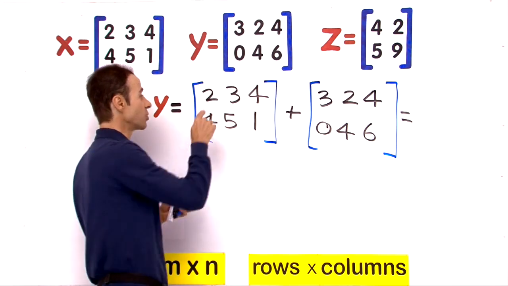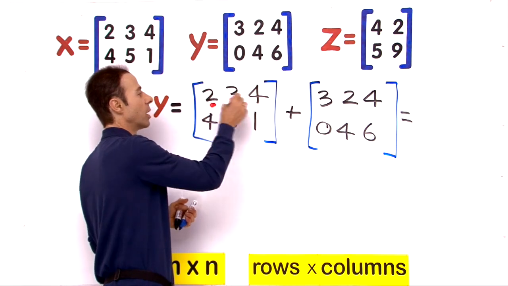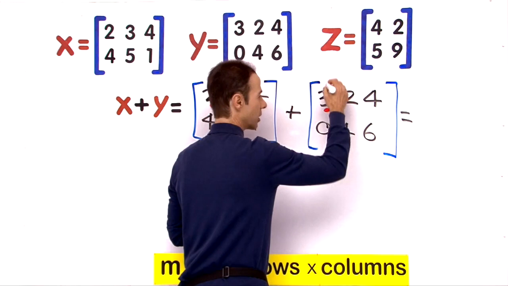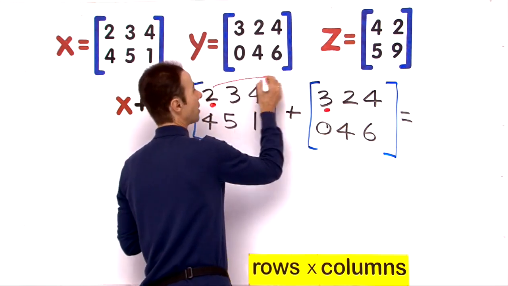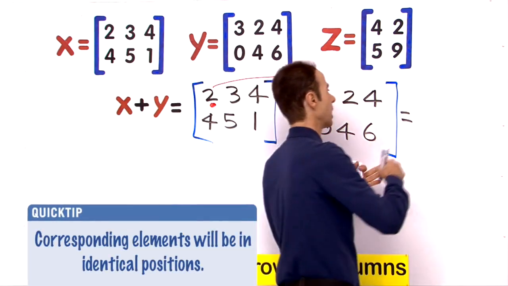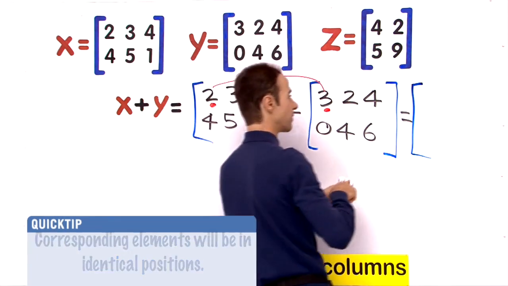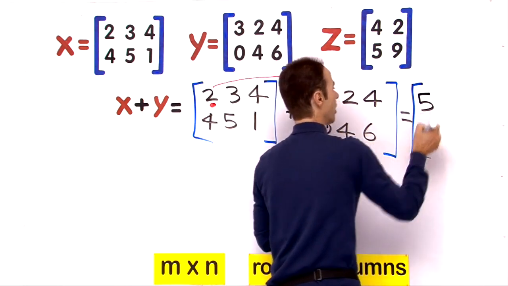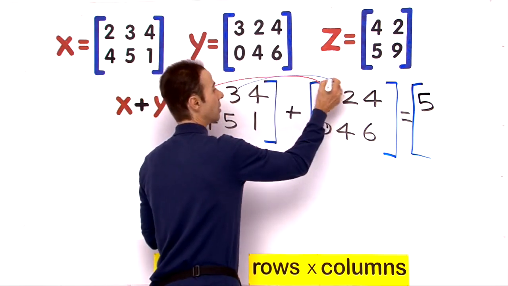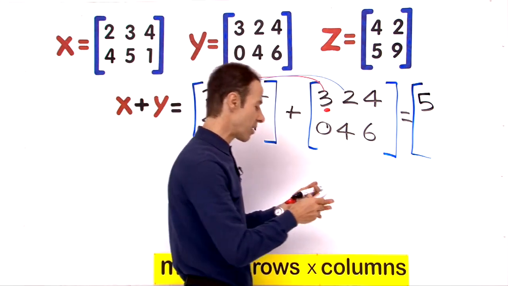Now remember, tip number 2, we add corresponding elements. So say we have here the number 2. It's row 1, column 1, and that adds to row 1, column 1, which is 3. So we add the corresponding elements. 2 and 3, we add them together, and what do we get? 2 plus 3 will give us 5. So 5 goes right over there. What's another corresponding element? Well, the 3 and the 2. They're corresponding. 3 plus 2 gives us another 5.